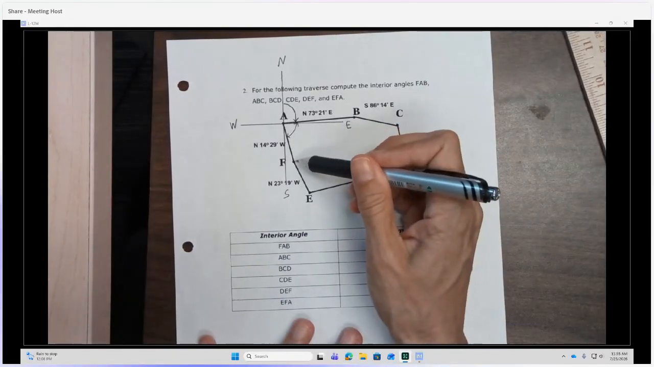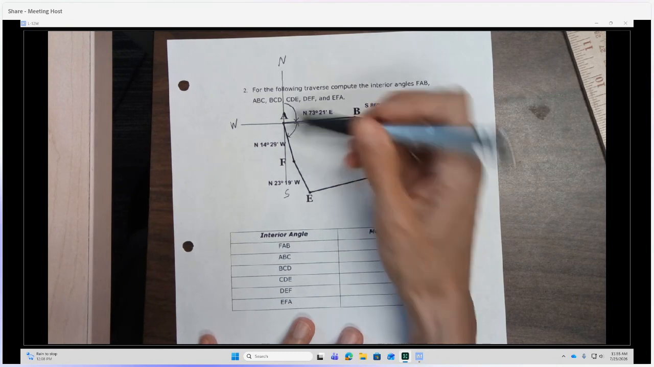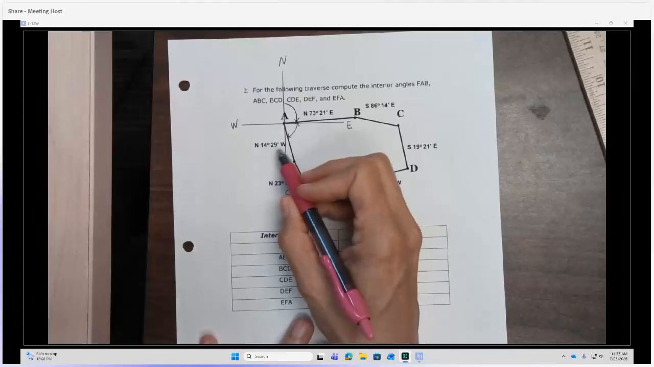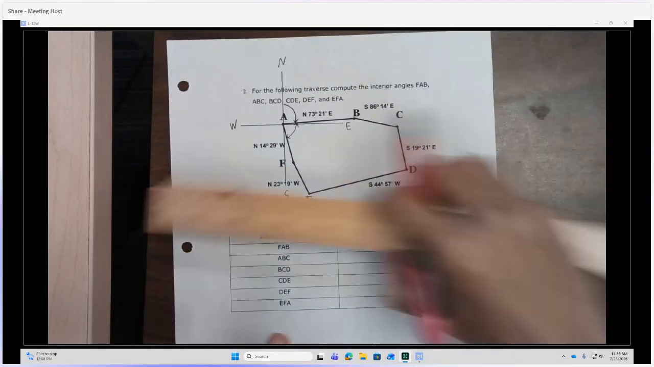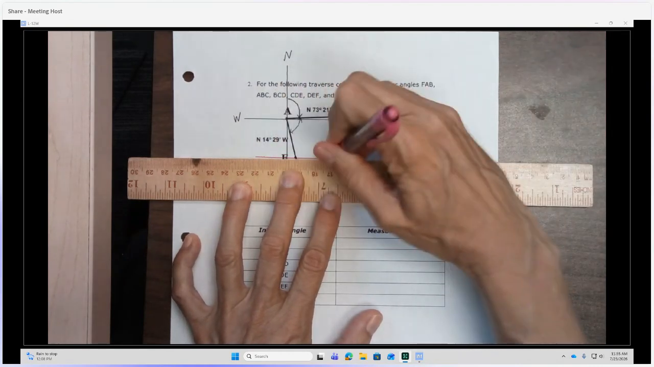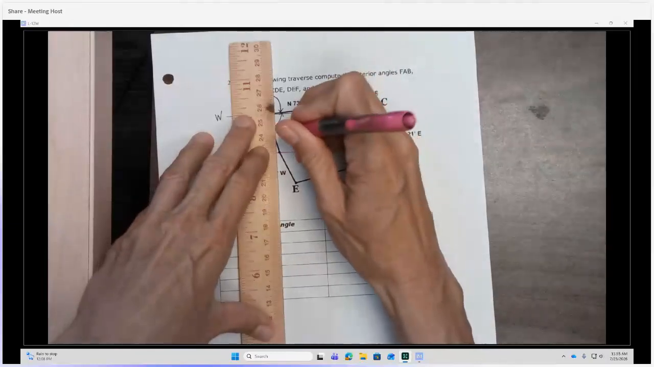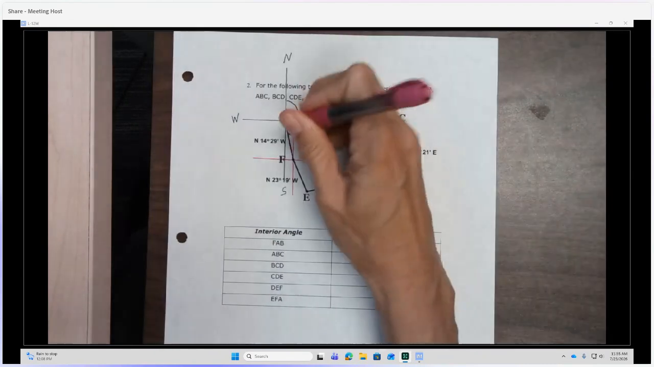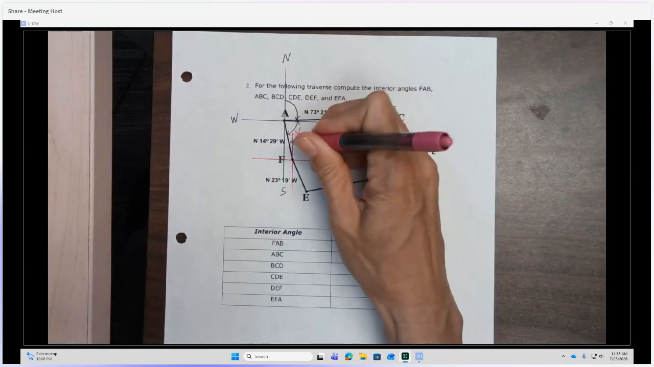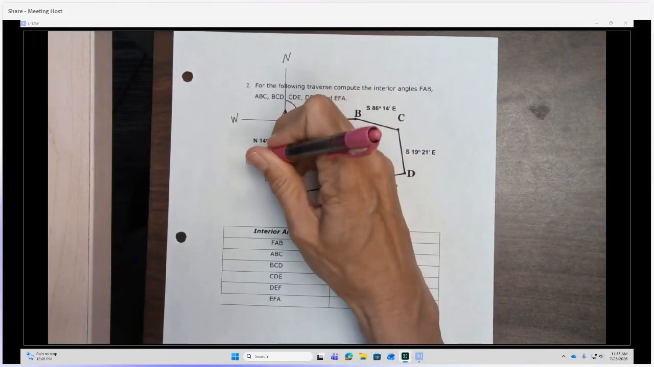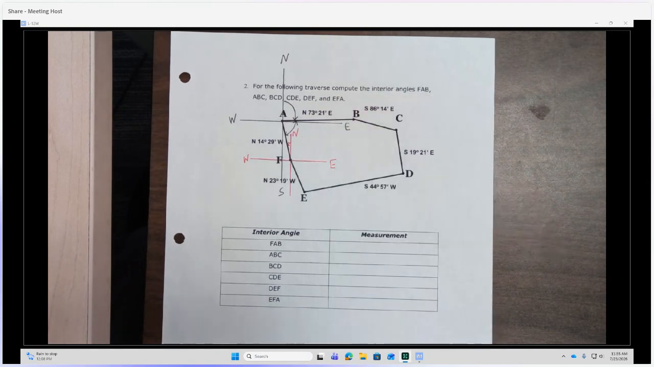And then we're also told information for this bearing, that's line F to A, and that's going to be north 14 degrees 29 minutes to the west. So we'll go ahead and put our north, south, east, west at point F and see what measurement that is. And this one's coming from the north and going to the west, so that's giving me this angle measurement here. Coming from the north and going to the west is 14 degrees, 29 minutes.